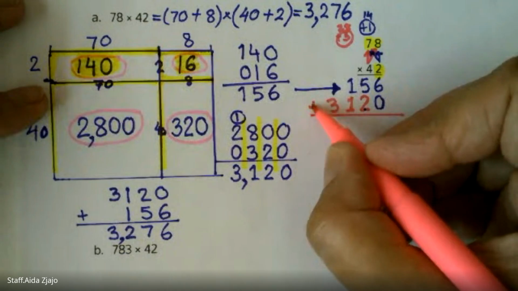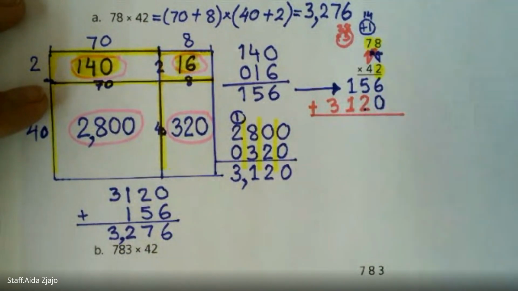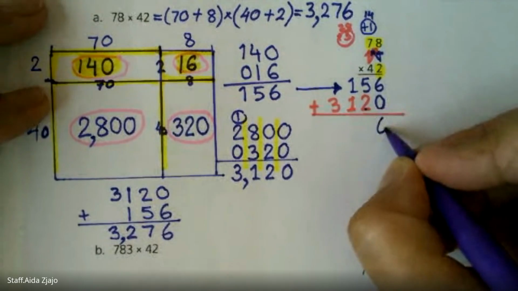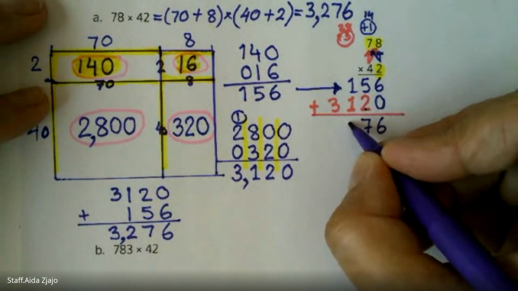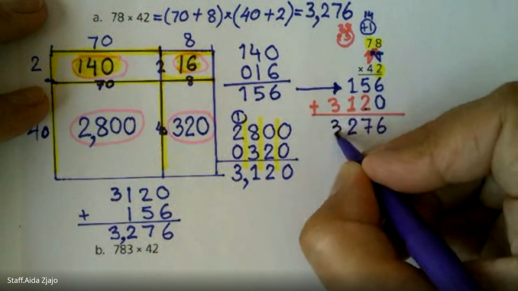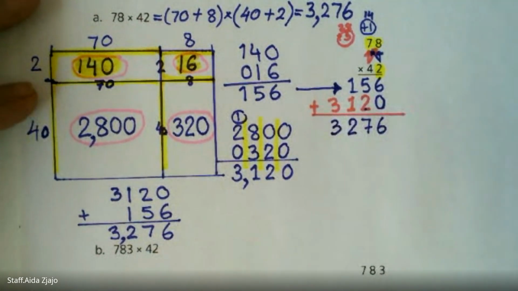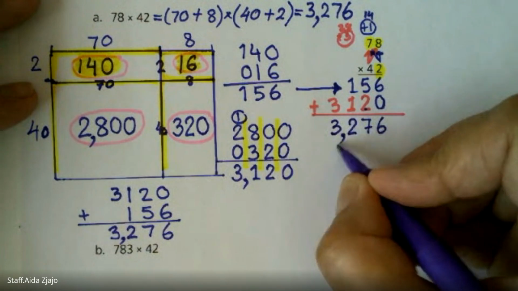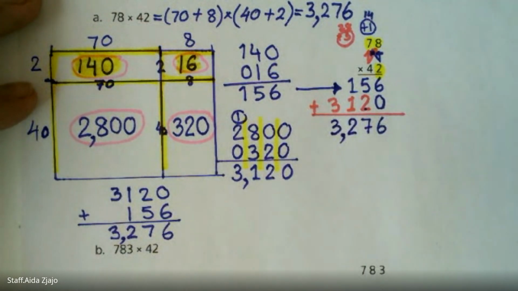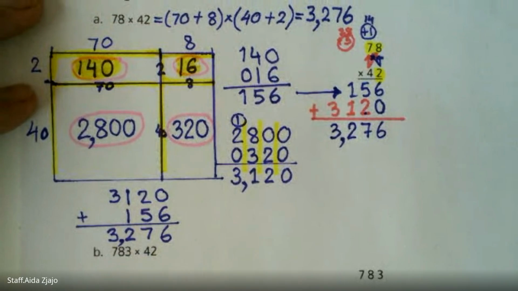All I need is to add all this together. So 6, 7, 2, and 3. And we got ourselves the same answer. 3,276 is the product. Okay.